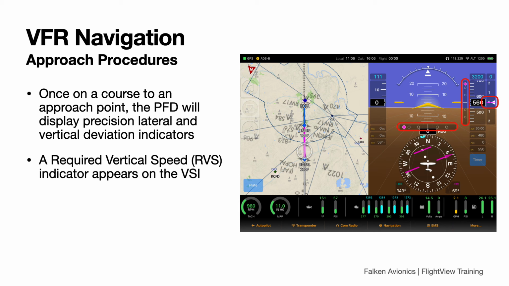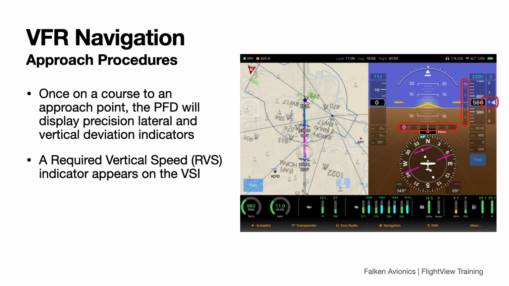Flying an approach also has some impact on the PFD. Once you reach the initial approach fix, precision lateral and vertical deviation indicators will appear, as will a thin magenta line on the VSI which shows the required vertical speed, or RVS. Matching your actual vertical speed to the RVS indicator should allow you to track the glide slope. Both the indicators and the RVS become more precise as the approach progresses.